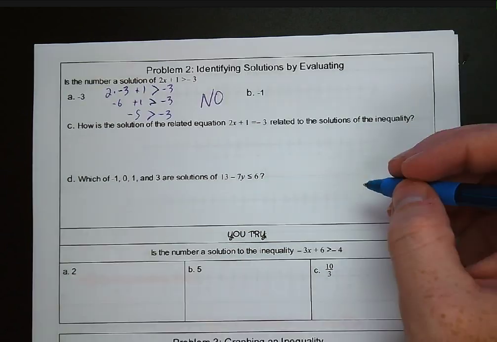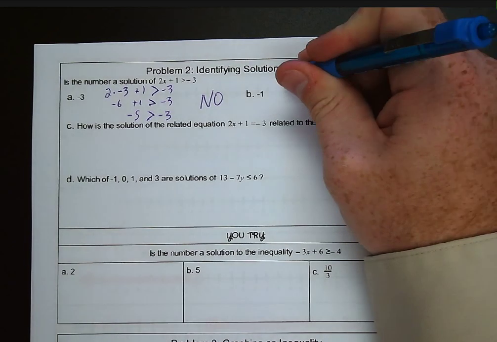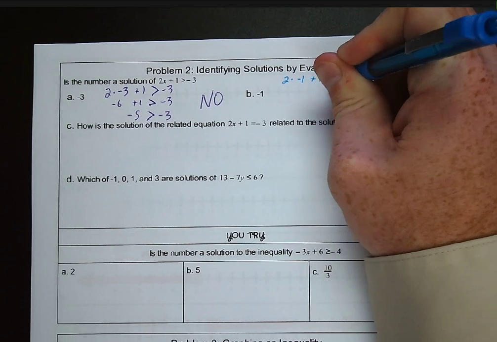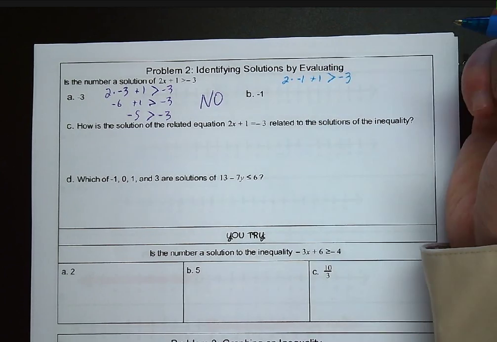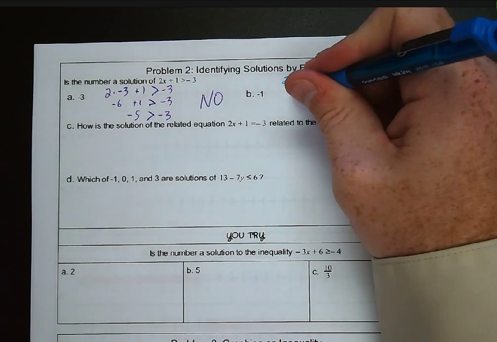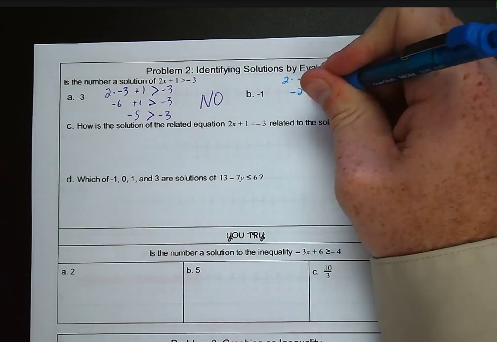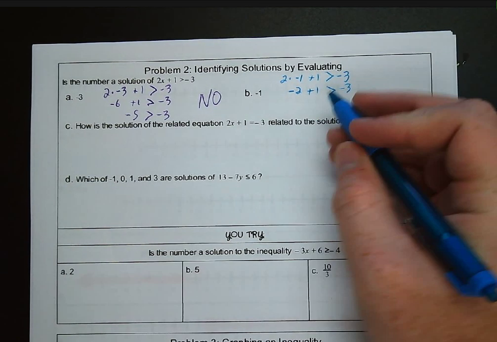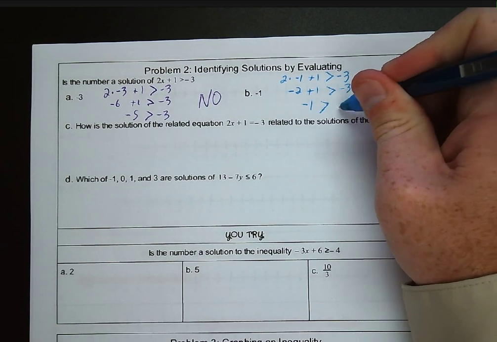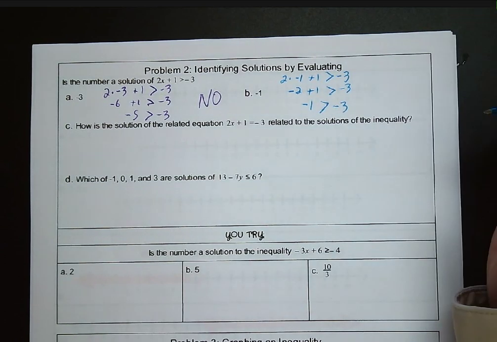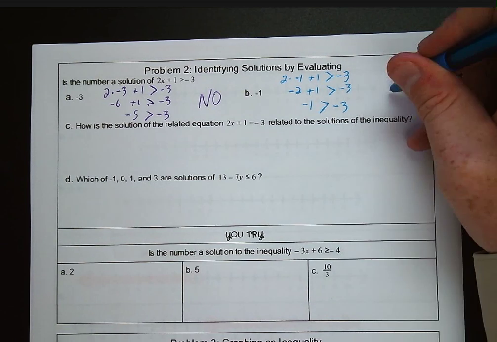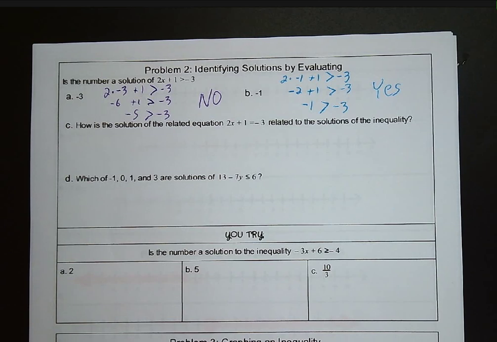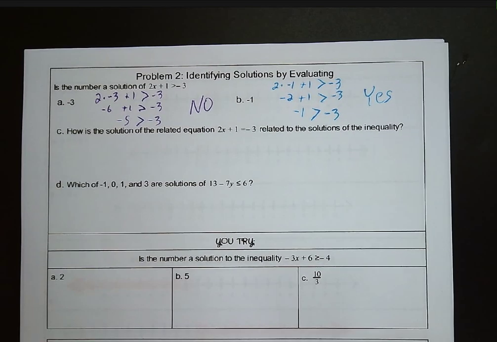How about letter B? Is negative 1 a solution? So let's plug it in. 2 times negative 1 plus 1 is greater than negative 3. 2 times negative 1 is negative 2 plus 1 is greater than negative 3. Negative 2 plus 1 is negative 1 is greater than negative 3. All right, is that true? Yes, it is.